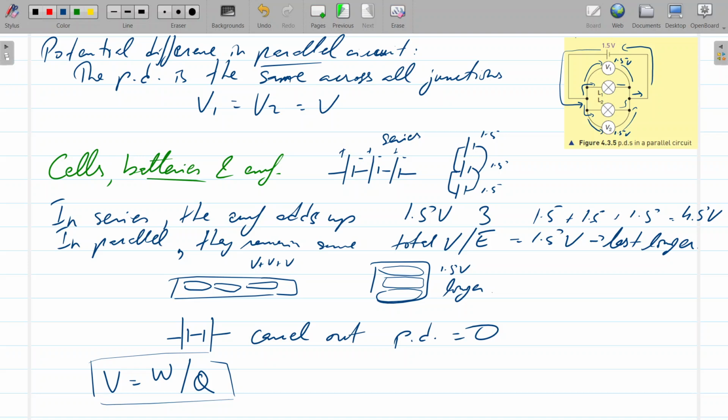So we've talked about current, we've talked about voltage. So what do you think is coming up next? Resistance. Resistors. Good. And so now we're going to talk about resistors in series.